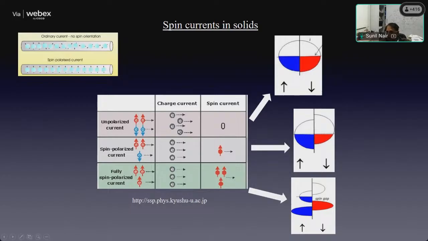So in this case, I have a good amount of charge current, but I also have a full amount of spin current. That means it's a fully spin polarized current. This kind of material, in which you have a spin split density of states such that the Fermi level crosses only one of the spin split bands, is known as a half metal.